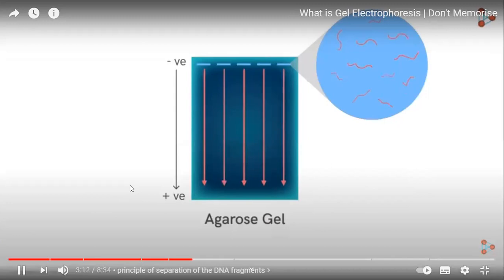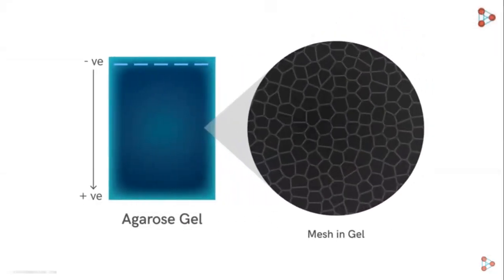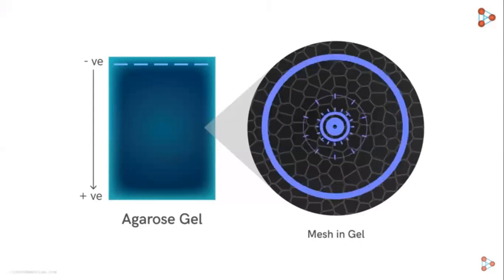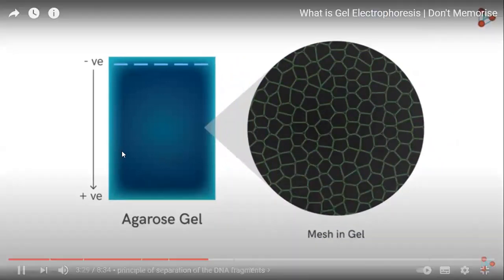Difficult to move. To understand this better, let's zoom into the gel that is prepared for the experiment. Here, at the microscopic level, we find that the gel appears to be a mesh-like structure and the pore size is nearly constant throughout. So now imagine what will happen if different sized DNA fragments are made to pass.